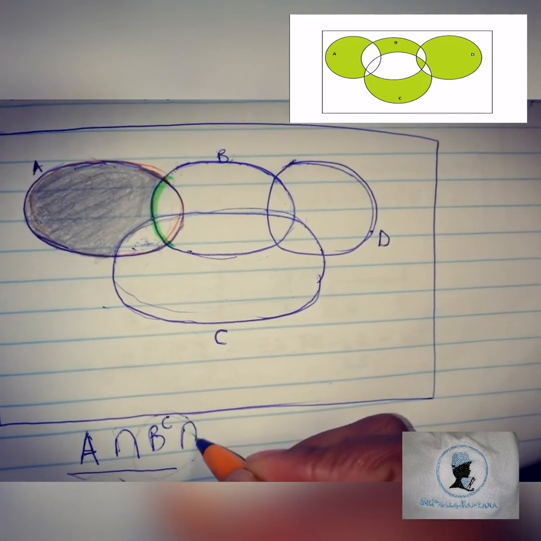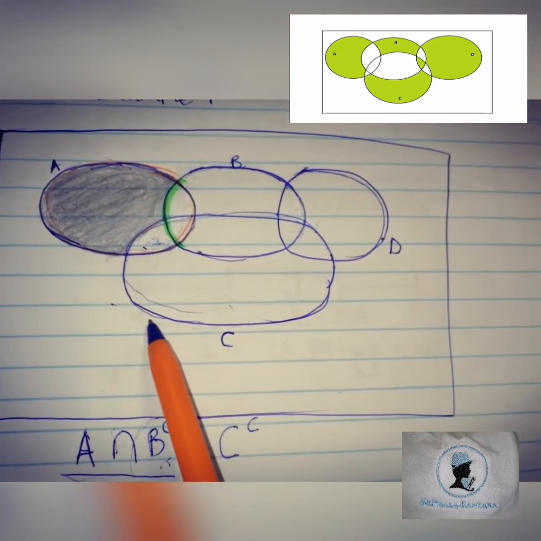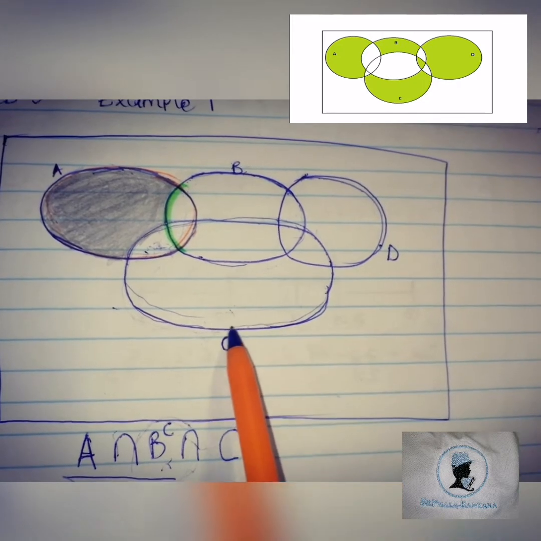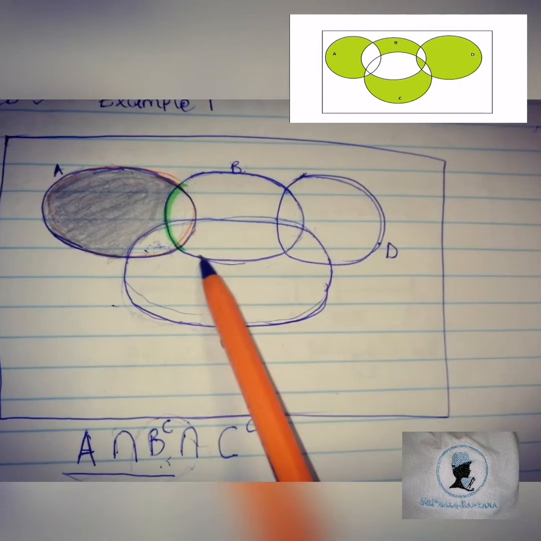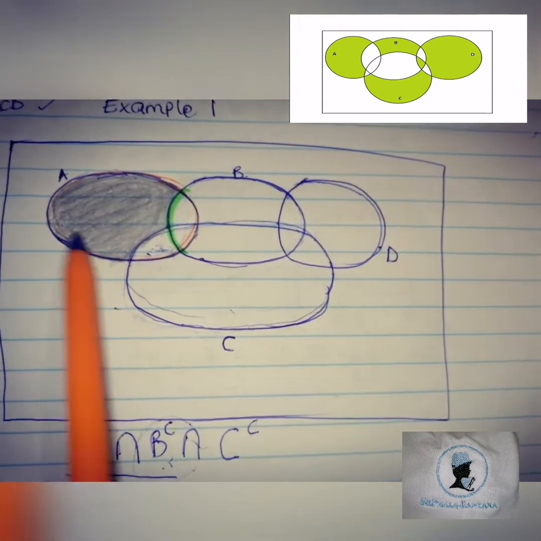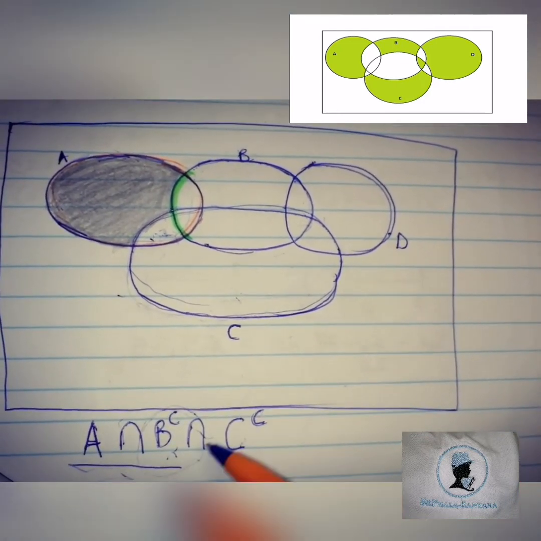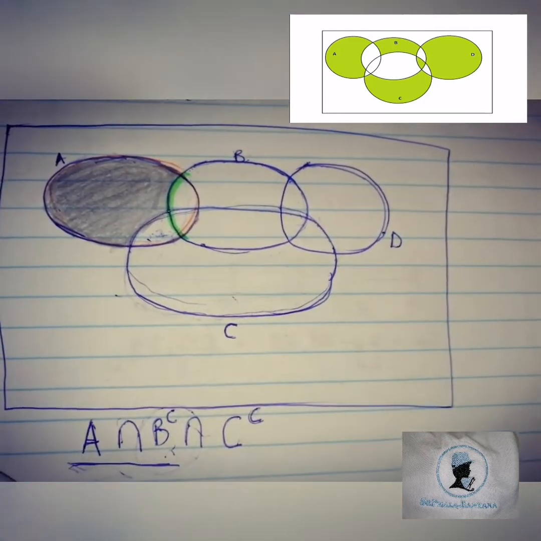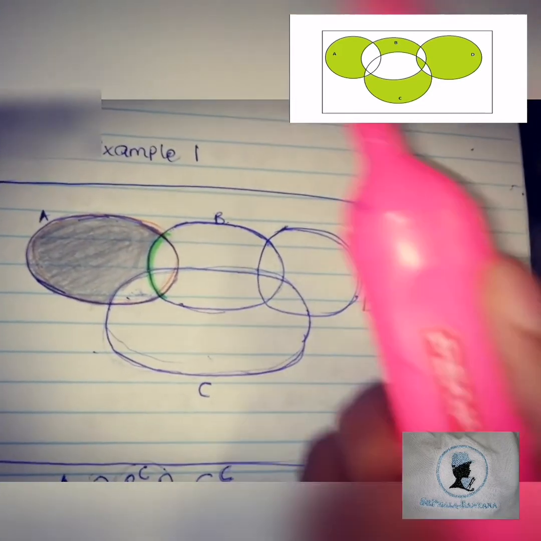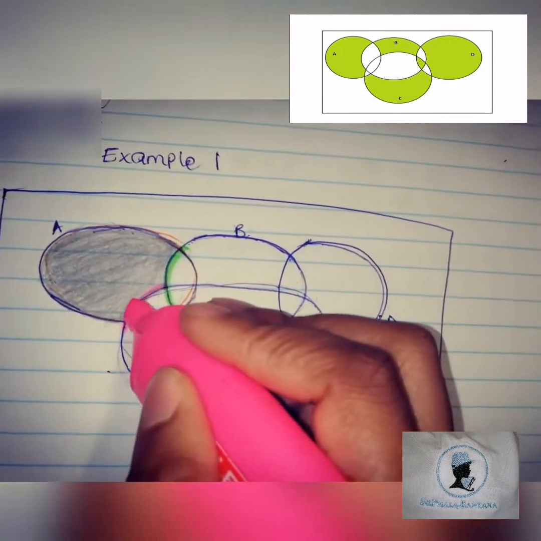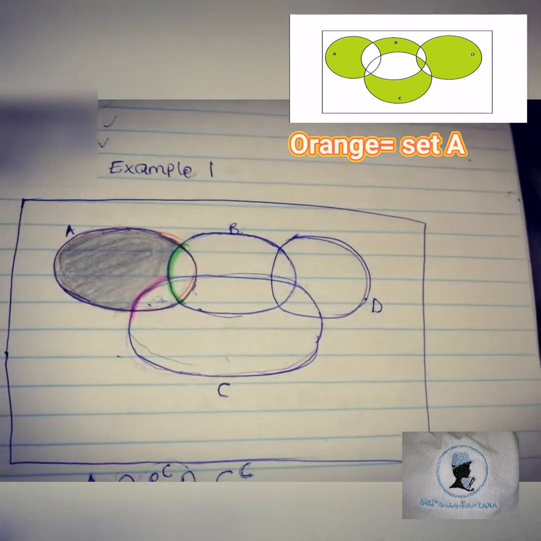So we are going to say intersect C complement. We know that C complement is every part that does not belong in set C, so it's everything that is not in set C. But where this set C complement intersects with what we already have, you can see that set C is this part, going there.